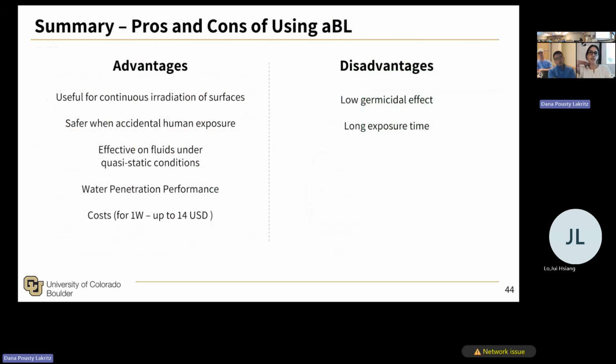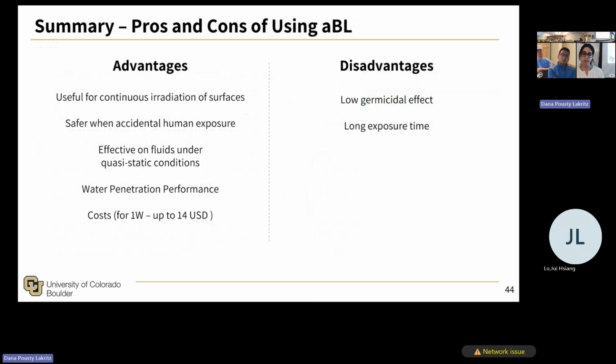So for 405, there are some advantages and disadvantages. First of all, the cost is very, very low. A UVC system can cost thousands of dollars. This is a couple of hundred dollars, which is nothing in the UV range, in the light disinfection technology. It's safer for humans. It penetrates much better into the biofilm. This is why we think that we can achieve higher log reduction than the UVC, but it requires a very long exposure time.